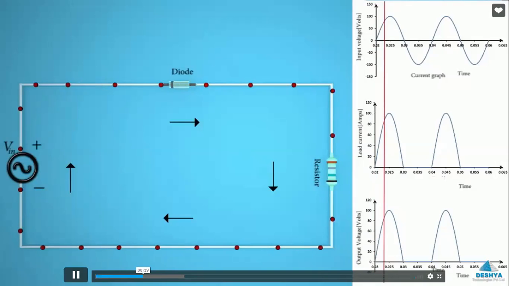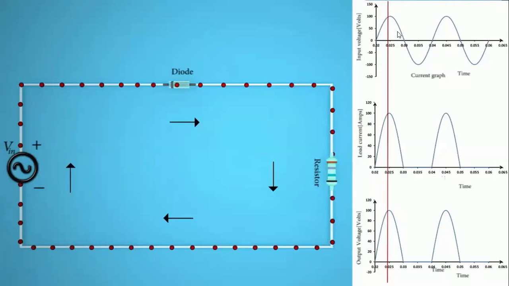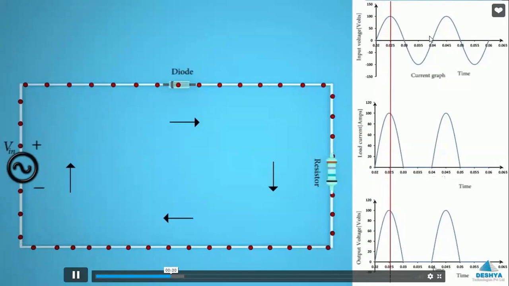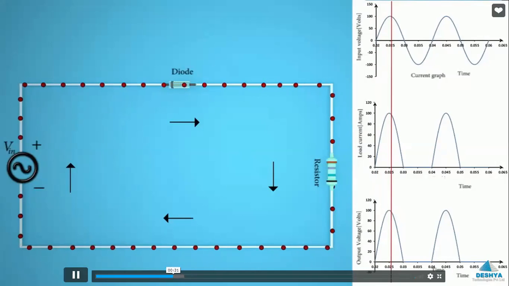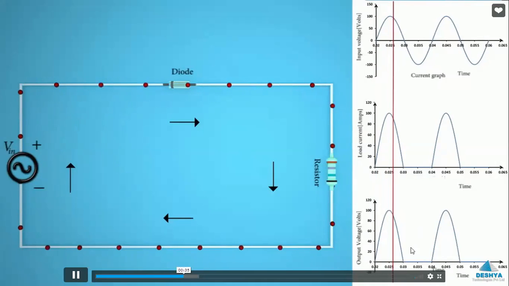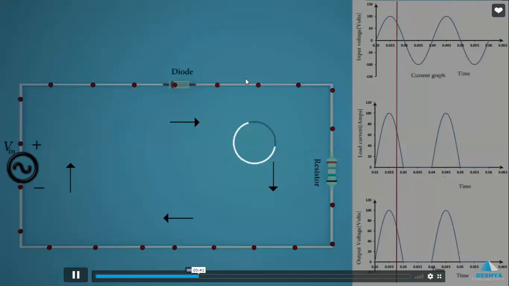So just a quick review. When the input voltage becomes less than 0, at that instant the diode is not conducting, so the current is 0, and so is the voltage. So that's as simple as that for the resistive load. Okay, it's just taking a while.